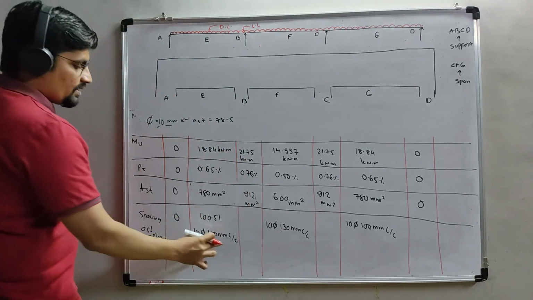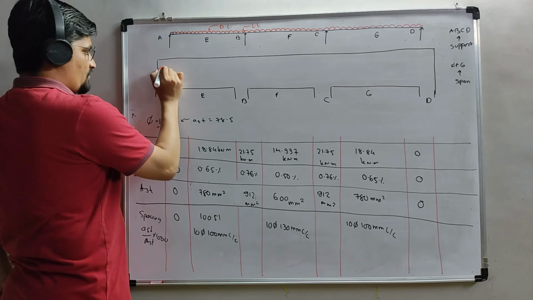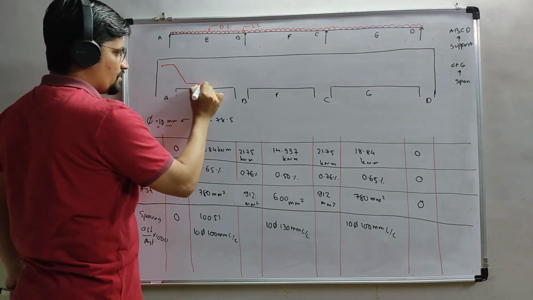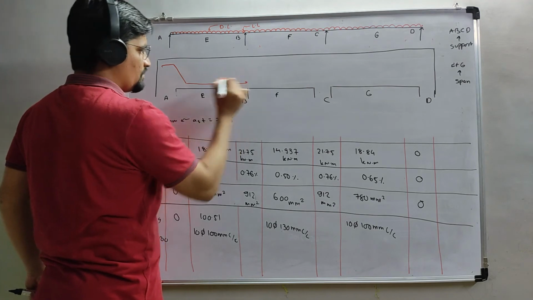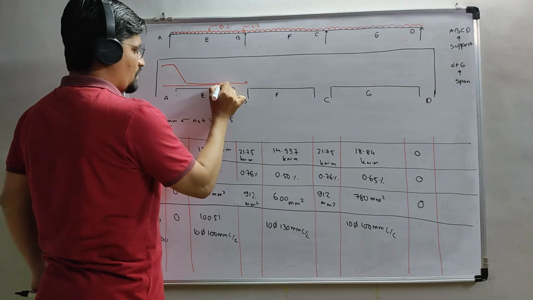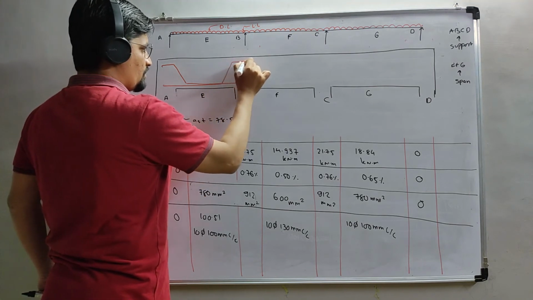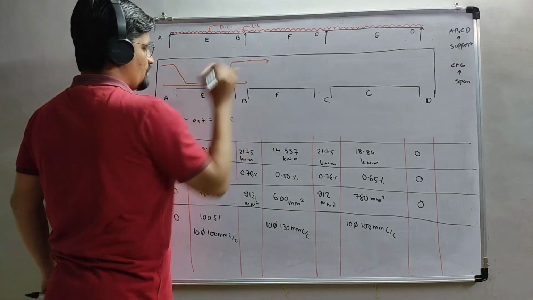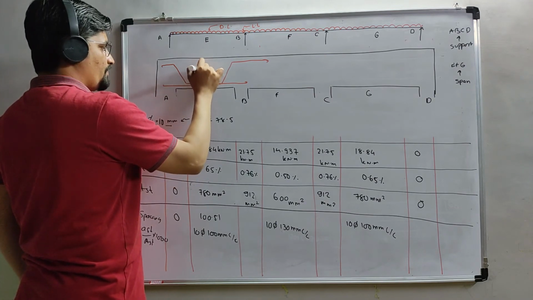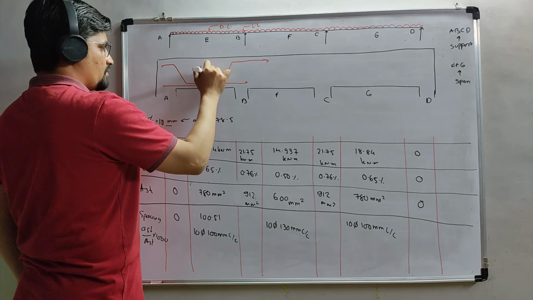So this one reinforcement of V will start from here and go from here to here, and from here it will start and go from here to here. This is 10 dia 100 mm center to center.